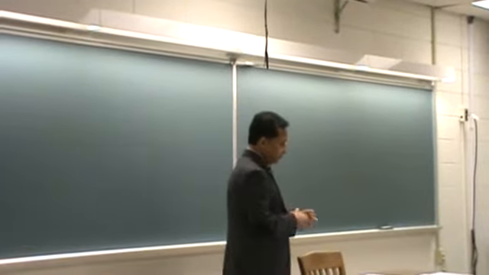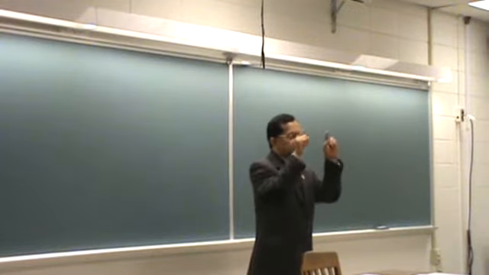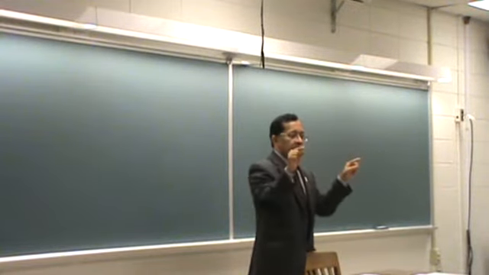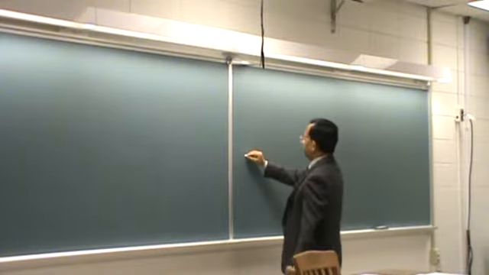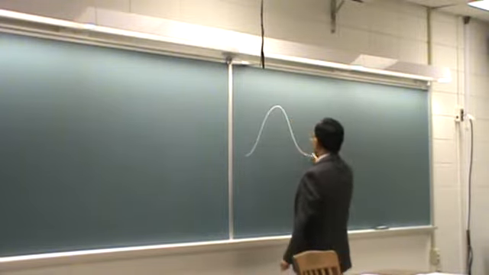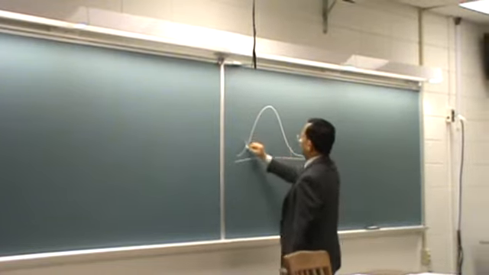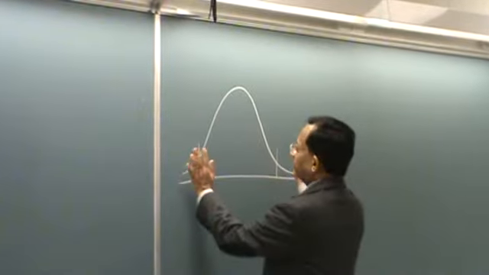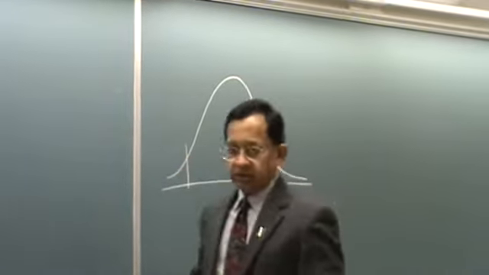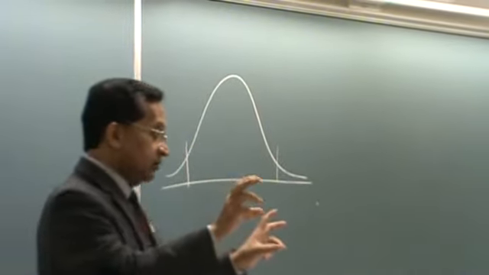Read the question carefully first. Read it and try to figure out, draw that diagram and try to figure out which side of the tail you are looking at. Are you looking at the left tail or the right tail, or are you looking at both tails? That information you will get from the question itself.